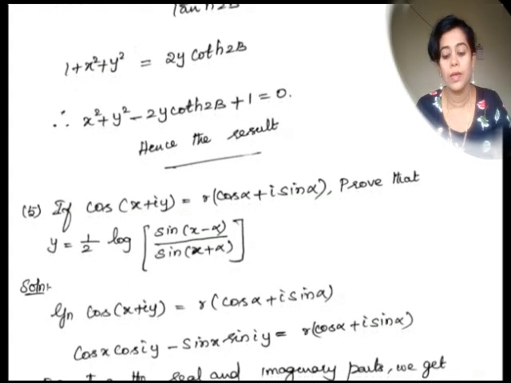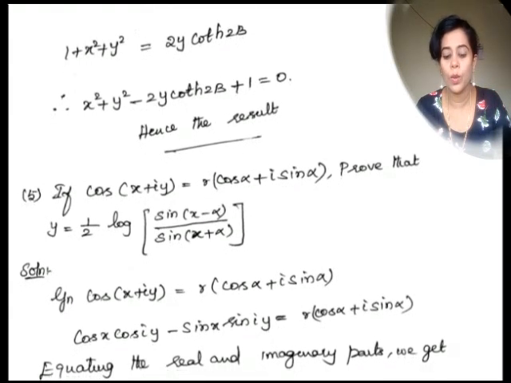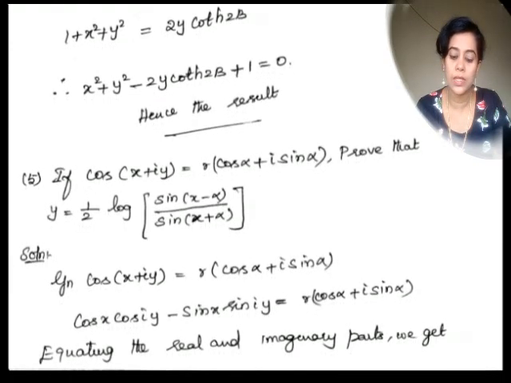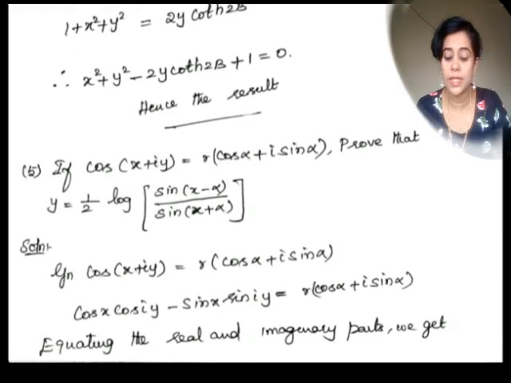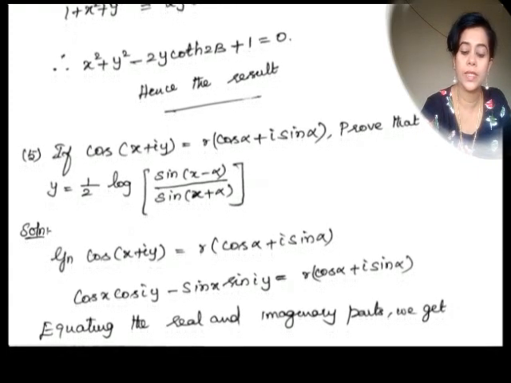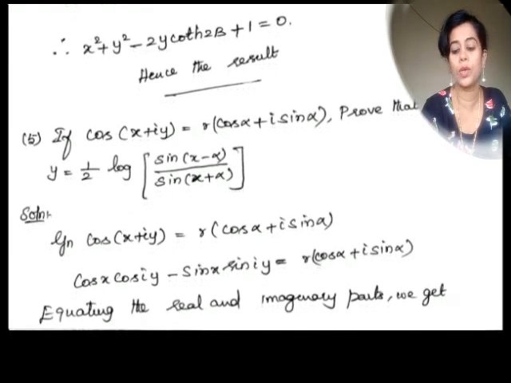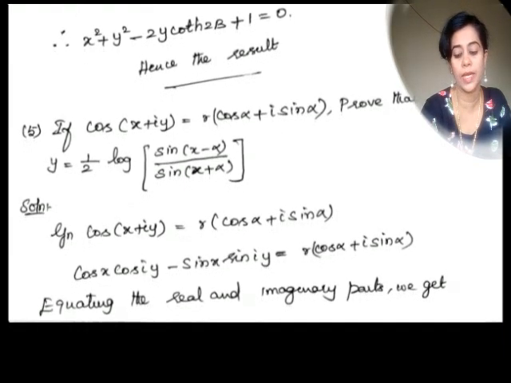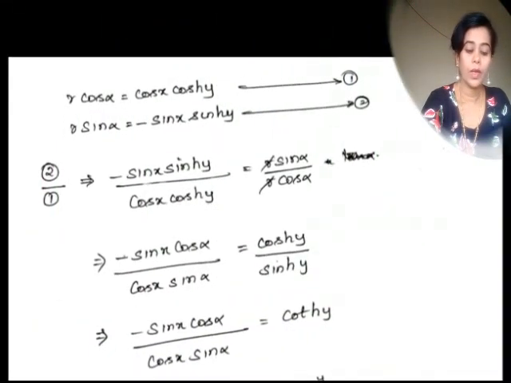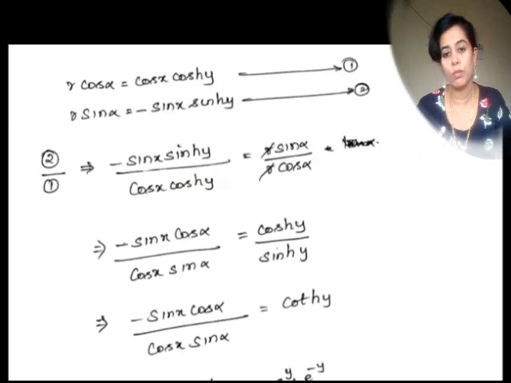And here, as per the formula of cos of a plus b, we know that it is cos a cos b minus sin a sin b, and according to that we can write cos x cos iy minus sin x sin iy equal to r times cos alpha plus i sin alpha. And here we can write it as cos x cosh y minus i times sin x sinh y equal to r times cos alpha plus i sin alpha. Equating the real and the imaginary parts, we are getting r cos alpha equal to cos x cosh y, and r sin alpha is equal to minus sin x sinh y.